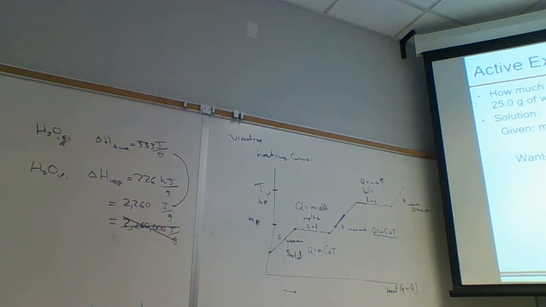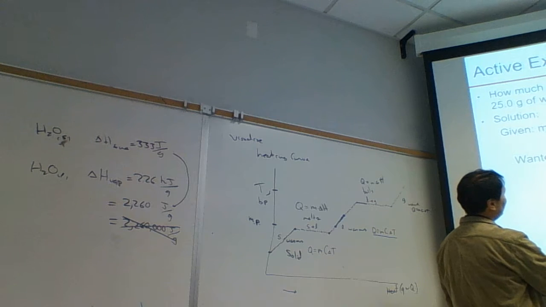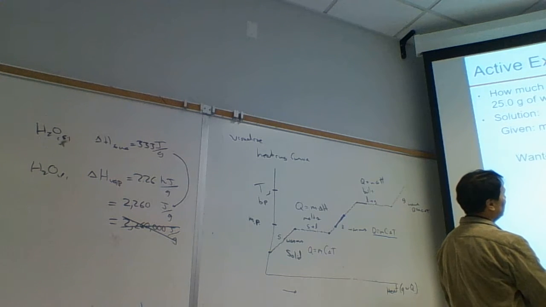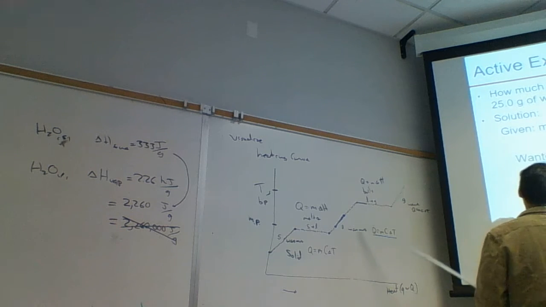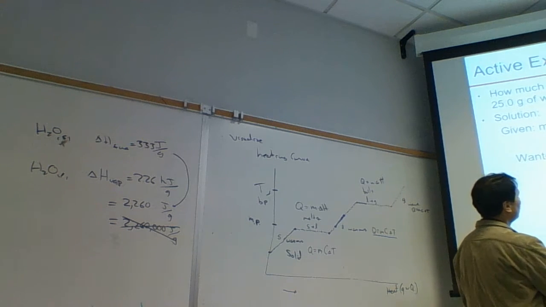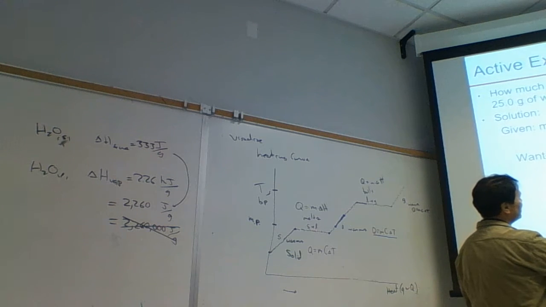Q is equal to MC delta T. M is the mass, which is 25 grams. C is the specific heat of water. We looked that up in a table, and a lot of people have it memorized. So it's 4.18 joules per gram degree C.